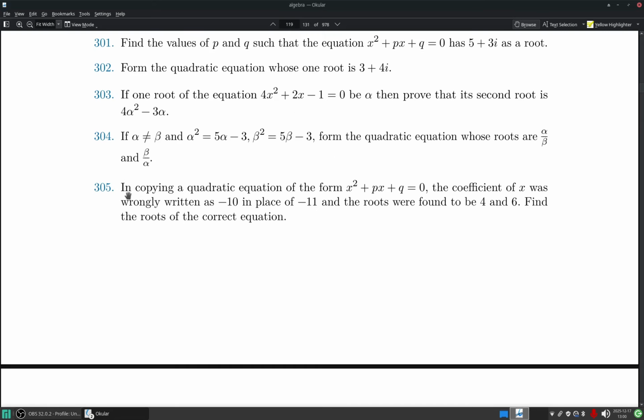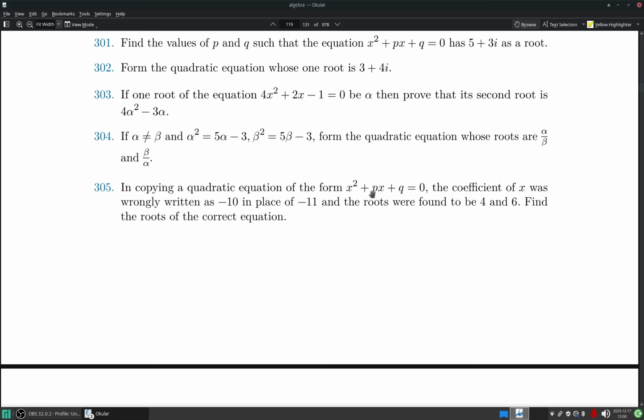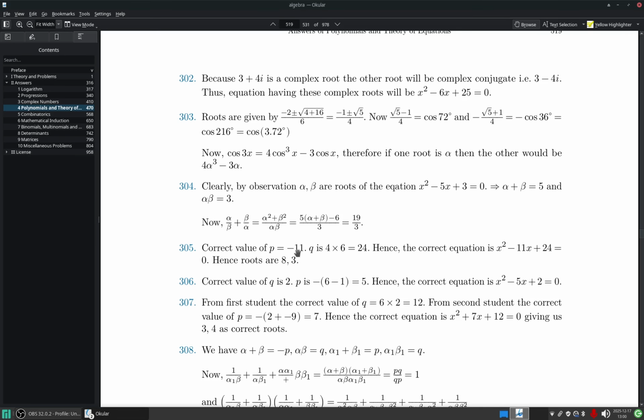Question 305 says: in copying a quadratic equation of the form x square plus px plus q is equal to 0, the coefficient of x was wrongly written as minus 10 instead of minus 11 and the roots were found to be 4 and 6. Find the roots of the correct equation. So the correct value of p is minus 11. q is 4 into 6, 24. Therefore, the correct equation is x square minus 11x plus 24. So the roots are 8 and 3.